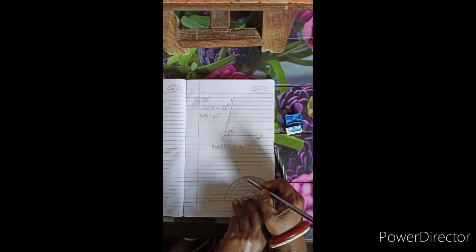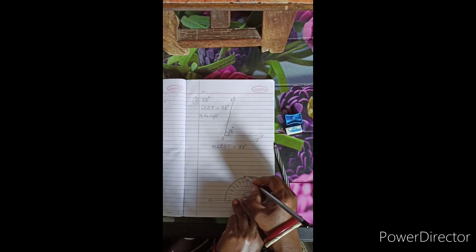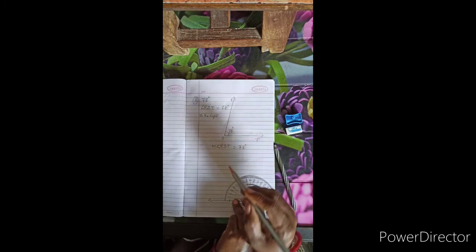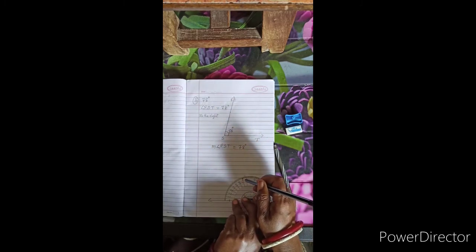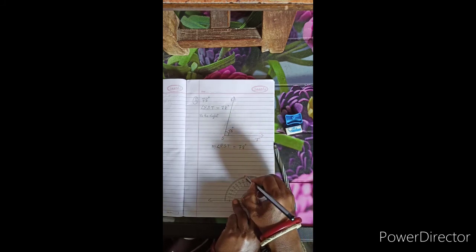Then this little bigger line is 75. Then comes 76, 77, 78. If suppose 72 degree is given, then you have to mark 71, 72 here itself only. So this is 78 degree.